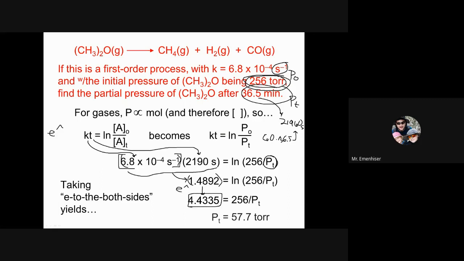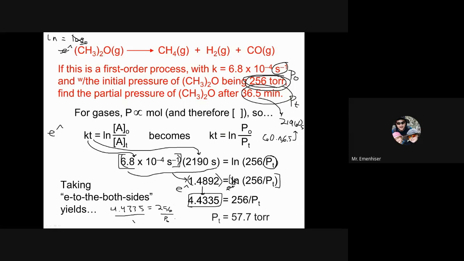So e raised to the power of that will give me another number. e will cancel with this, and that's how we get rid of the natural log: we take e raised to the power of. Natural log is equal to log base e, so if we take e raised to the power of this, then the whole thing's gone. So we have 256 divided by Pt, and 4.4335 is equal to 256 divided by Pt.